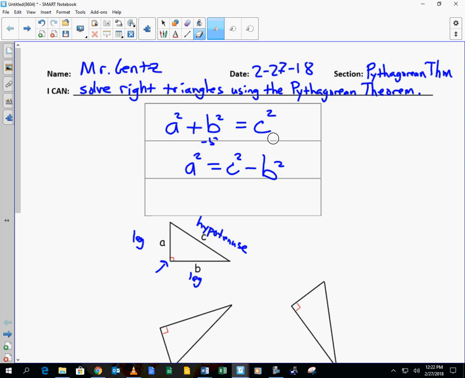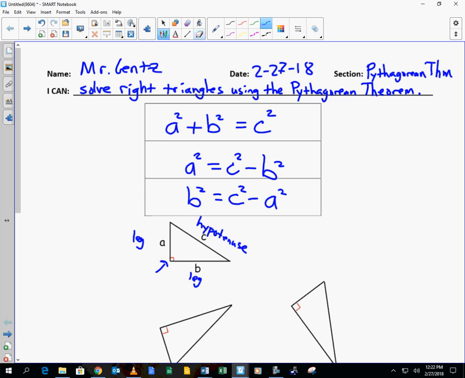Suppose that instead of subtracting B squared over, suppose you subtract A squared over. What would remain on this side? B squared equals C squared minus A squared. So really the Pythagorean theorem can be written in three different ways. And there you have three different ways right there.